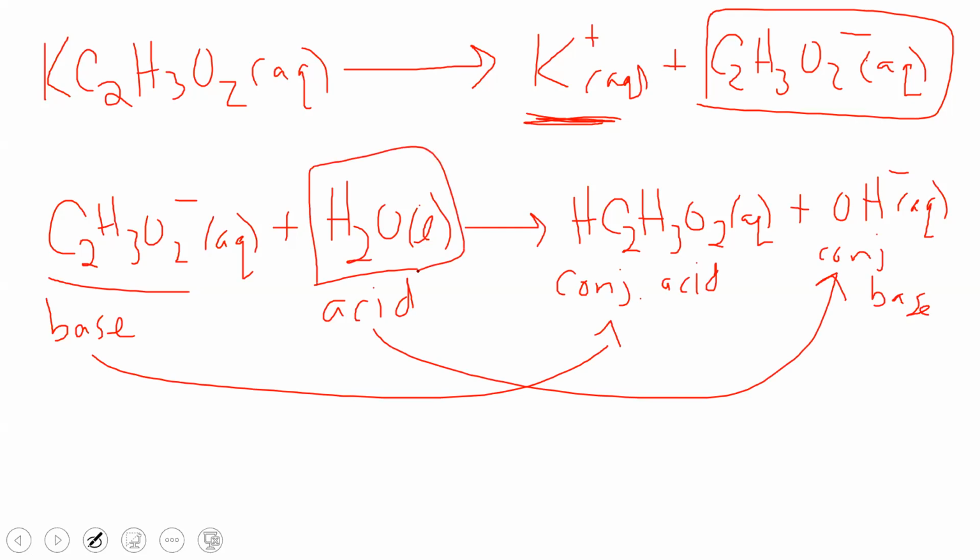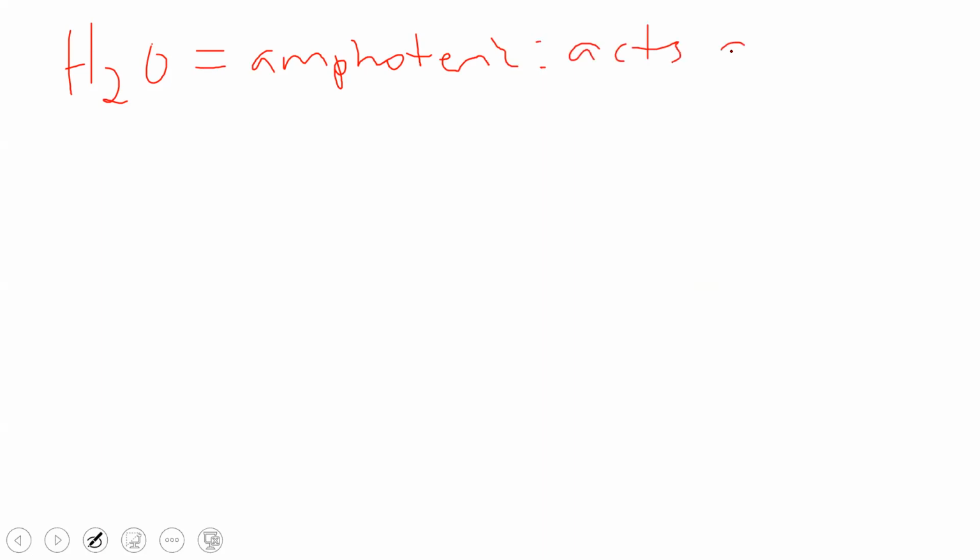Well, wait, that means that water can act as an acid or a base. So water is known as being amphoteric. In other words, it can act as either an acid or a base.